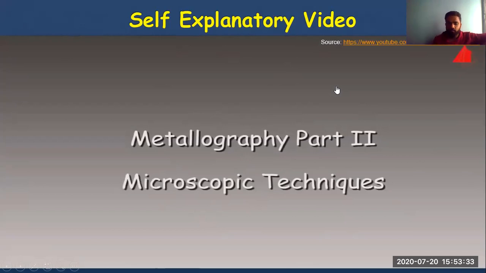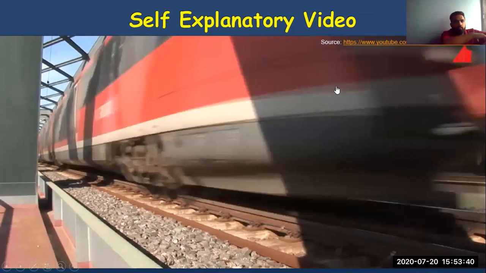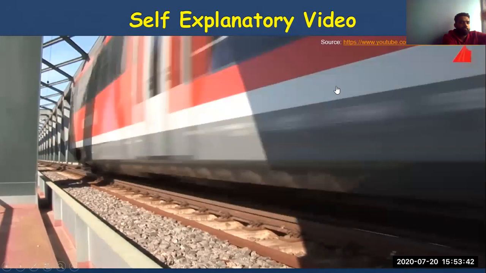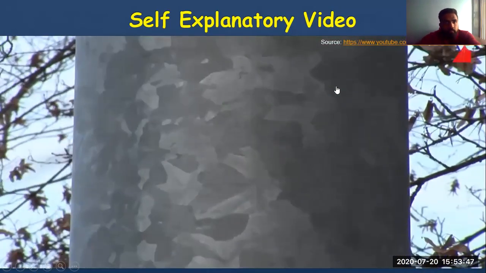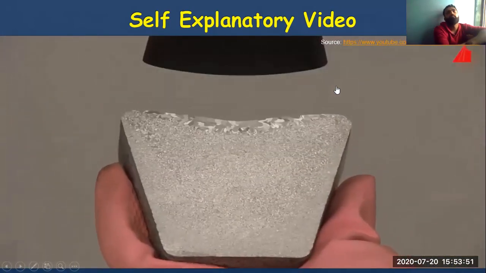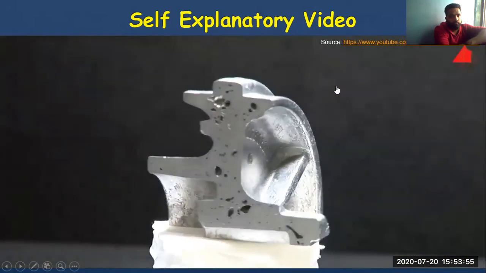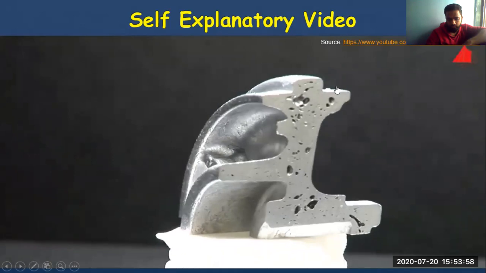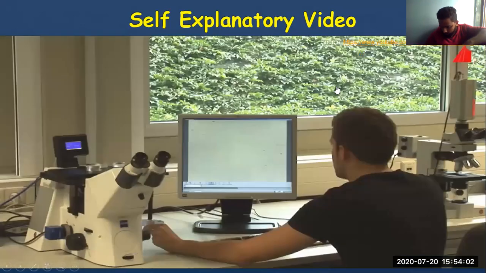Metallography, Part 2. Microscopic techniques. Metallic materials are widely used in many areas of everyday life. How are they built up internally? Are there perhaps crystals to be found? And if so, how big are they? What kinds of crystals are there? What is their shape? And are there voids or inclusions? Metallography gives an answer.